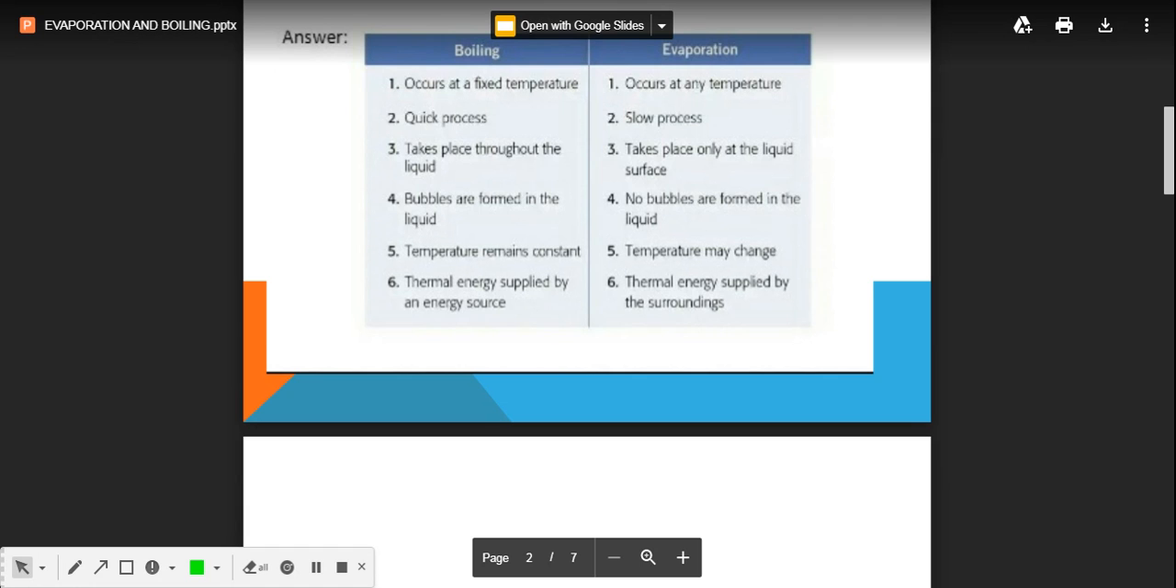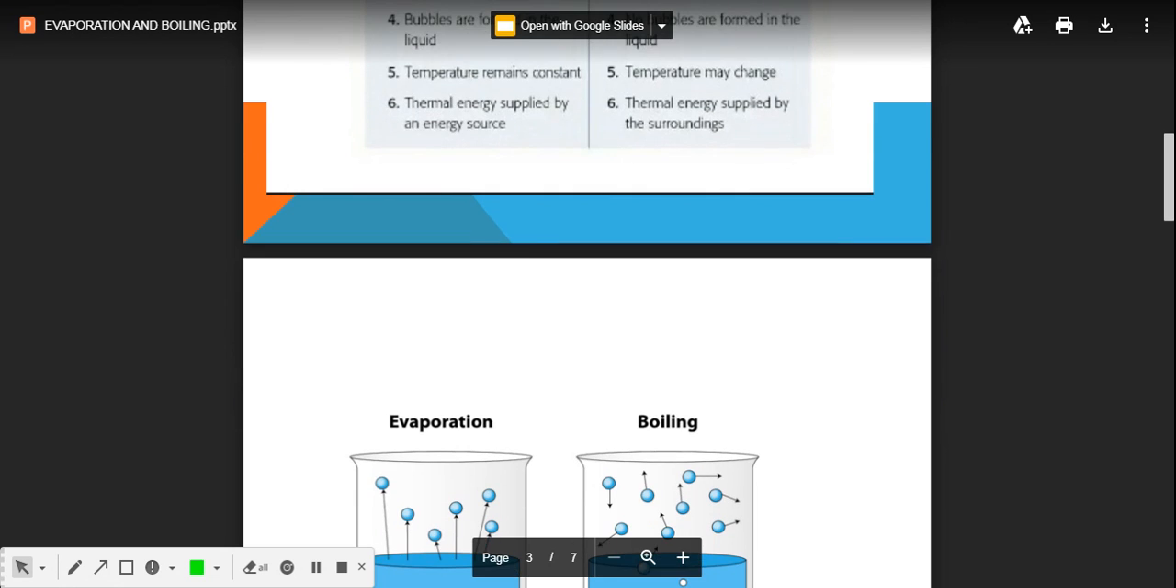So, fourth point of difference we have over. Next point, temperature remains constant in case of boiling. As I have already told, boiling has a fixed temperature, whereas in evaporation, the temperature can change with respect to time and with respect to the climatic conditions as well. So, last point but not the least, thermal energy is supplied by an energy source in case of boiling. As I have already told you, an external source you have to provide for heating, whereas in case of evaporation, heat can be absorbed from the surroundings also.